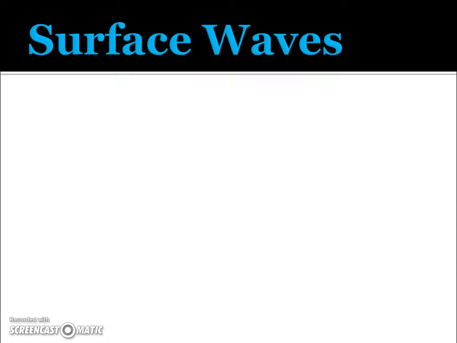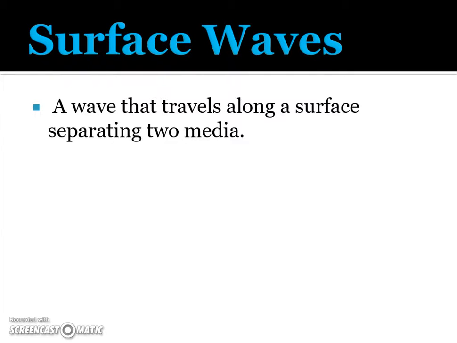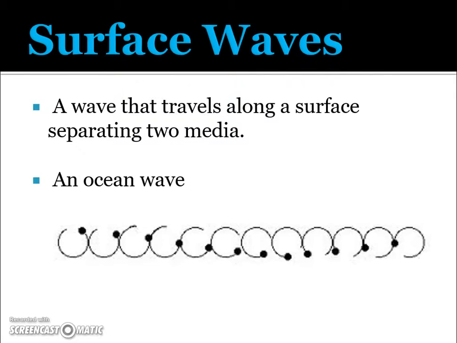And then we have surface waves. That's the third type. And this is a wave that's going to travel along two different materials, so two media, and it's going to be right on the surface of those. So think about an ocean wave. It's at the top of the water, bordering on the air. So water is your liquid material. Air is a gas material. And like I said, ocean waves are your example.